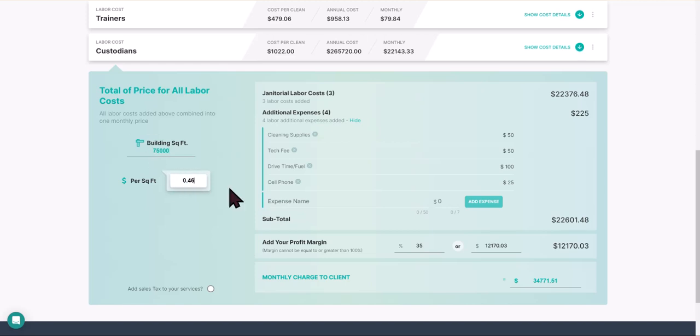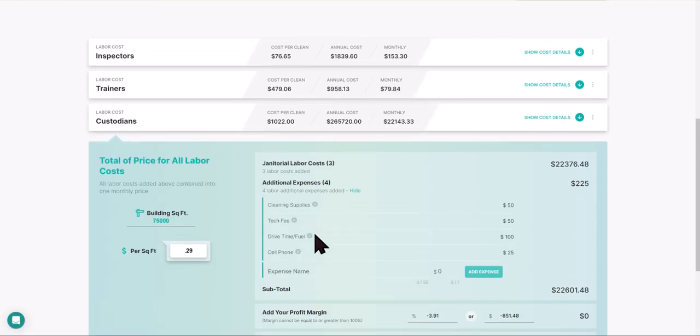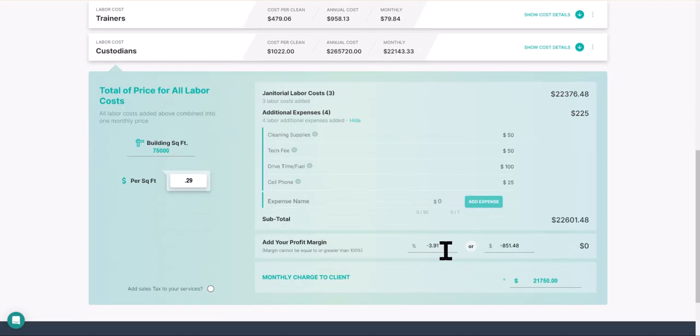And if you want to bid by the square foot, you can just simply go in here. Let's say you want to see what it would be like at 29 cents a square foot. So we can just enter in 29 cents. And you can see if you clean this building at 29 cents a square foot with these costs, you would be losing money. You would lose $851.48, and this would be the charge to your customer. So you can see why bidding by the square foot alone is not a good idea, but knowing your price per square foot does definitely help.